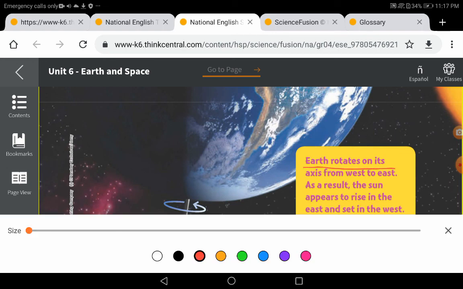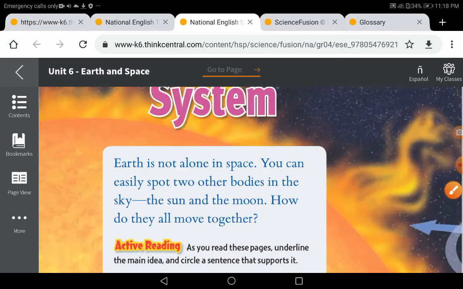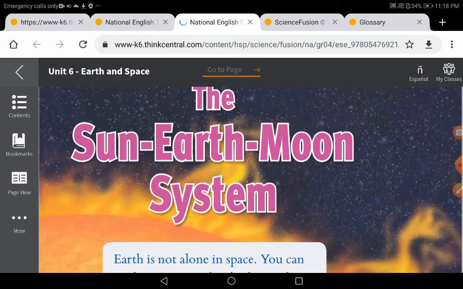Earth rotates on its axis from west to east. As a result, the sun appears to rise from east to west. This is why we see the sun rise from east to west. It's not because the sun moves and the earth doesn't move. It's because the earth moves from west to east. Okay? So you can go over these slides.